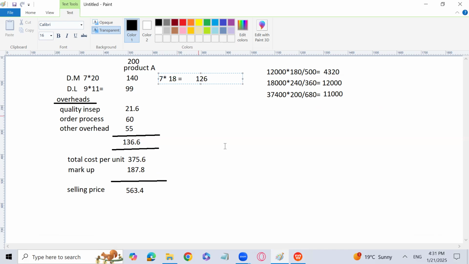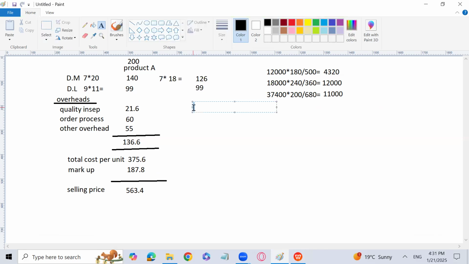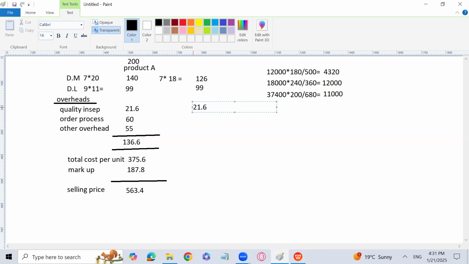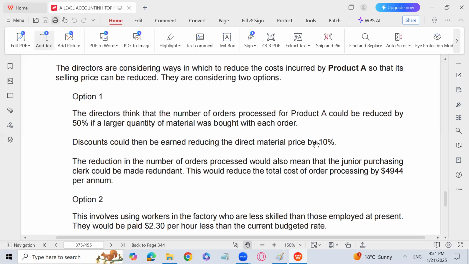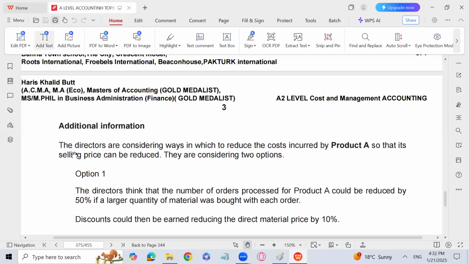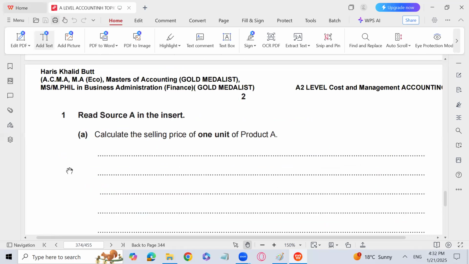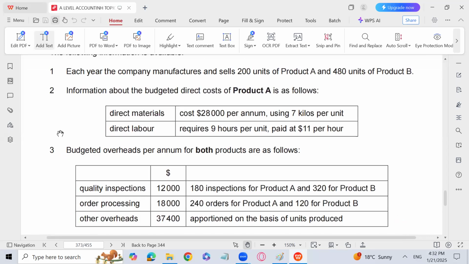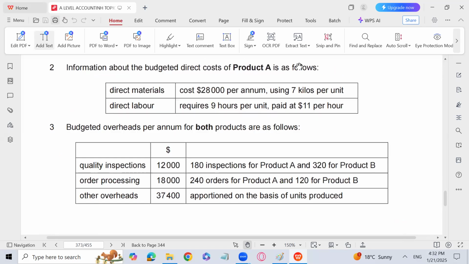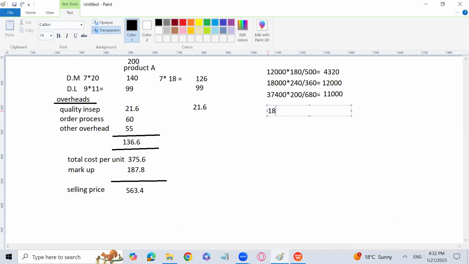Right? For direct labor, I think there is no change. So that will remain at 99 because nothing has changed in the direct labor. Now let's talk about the overhead. Overheads for quality inspection, there is no change. So they will be 21.6 as it is. But for order processing, there is going to be a change. Total order processing cost will decrease by 4,944. So let's see what the order processing cost is first. The order processing cost is 18,000, right? So 18,000 minus 4,944, what is the amount?